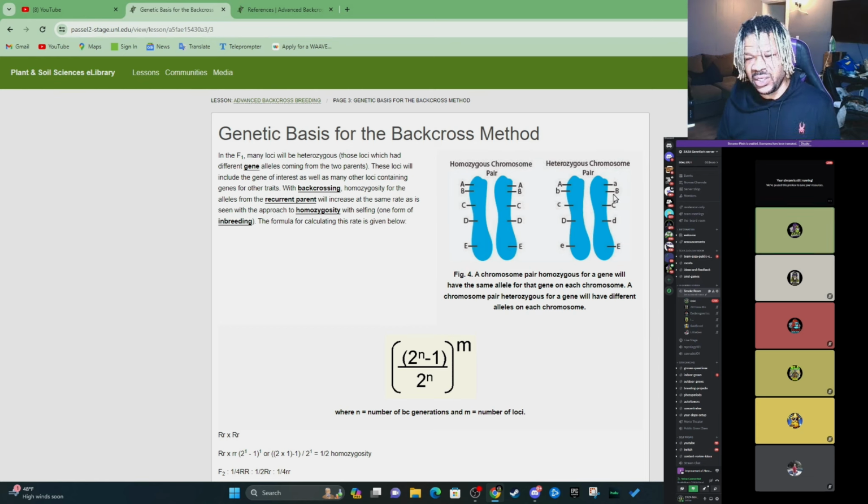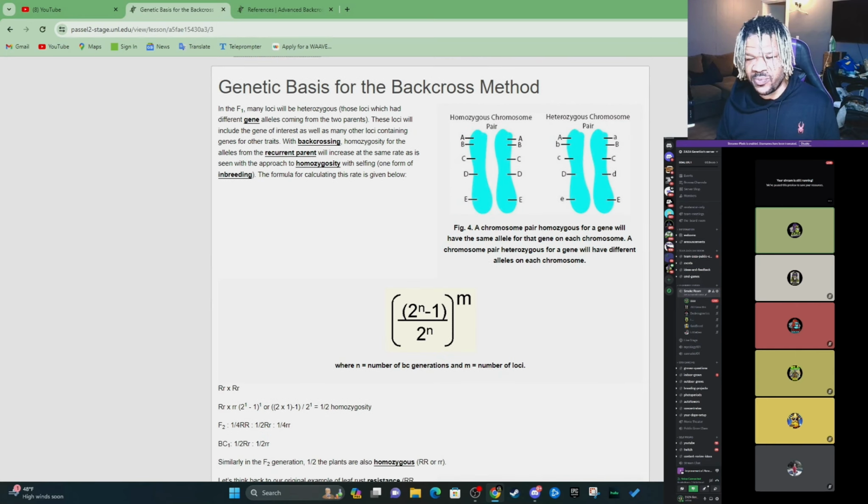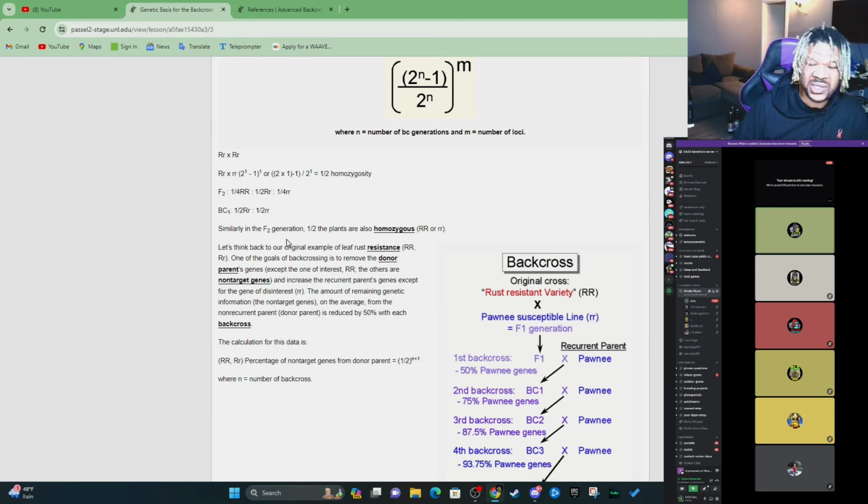These are all your alleles and your loci for the particular chromosome. A chromosome pair homozygous for a gene will have the same allele for that gene on each chromosome. A chromosome pair heterozygous for the gene will have a different allele on each chromosome. In the F2 generation, half the plants are also homozygous.